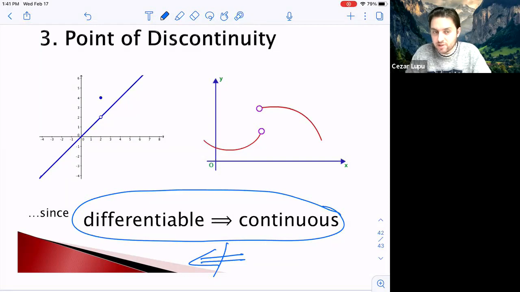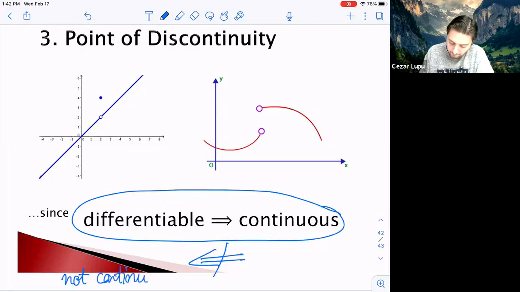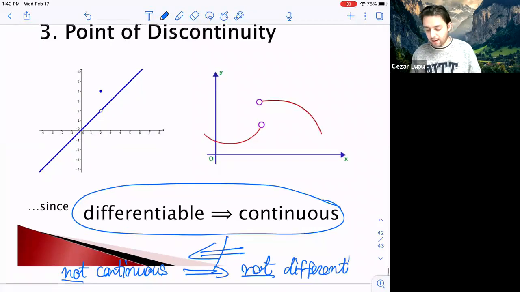So let's do this logic exercise. If P implies Q, then non-Q implies non-P. So if we negate continuity, this implies the negation of differentiability. So a function which is not continuous implies not differentiable. So there is no way you will find a function which is not continuous such that f is differentiable.